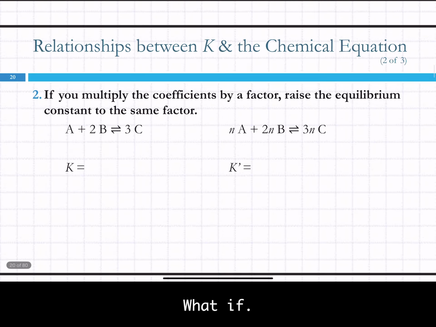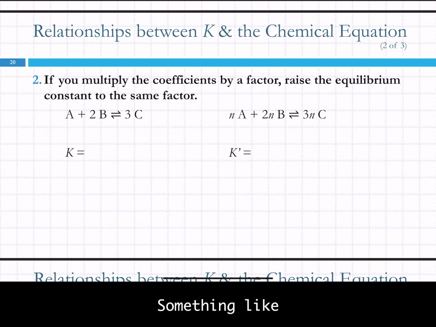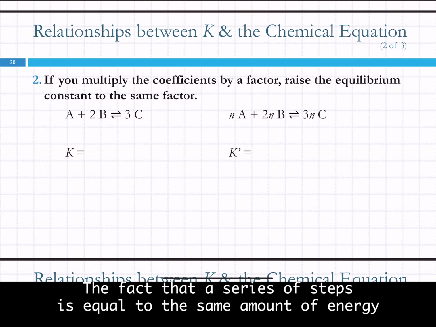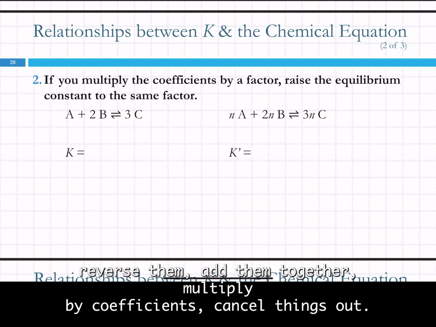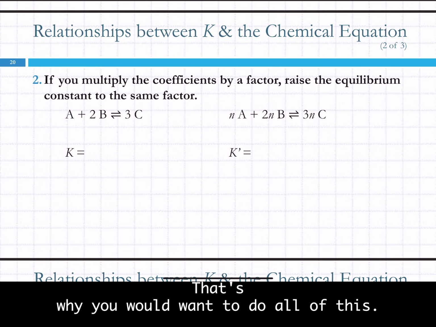But what if you multiply coefficients by a factor? Something like, in Chem 1 you do Hess's law, add the equations together, the fact that a series of steps is equal to the same amount of energy as all of the steps combined. You take those reactions, reverse them, add them together, multiply by coefficients, cancel things out. You can use standard heats. I know some of that's in Chem 1. That's why you would want to do all of this.